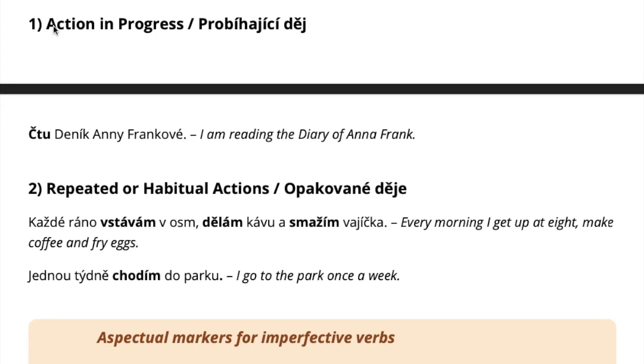Za prvé, first of all, action in progress. This is also the reason why many people confuse aspect with tense. Deník Anny Frankové. Čtu deník Anny Frankové. I am reading the diary of Anne Frank. It's ongoing. It's an action in progress, so I have to translate it as present continuous. Because maybe I am not reading it right now in this very moment, but I might be on page 50 of the book, and I will keep on reading it because I like the book.